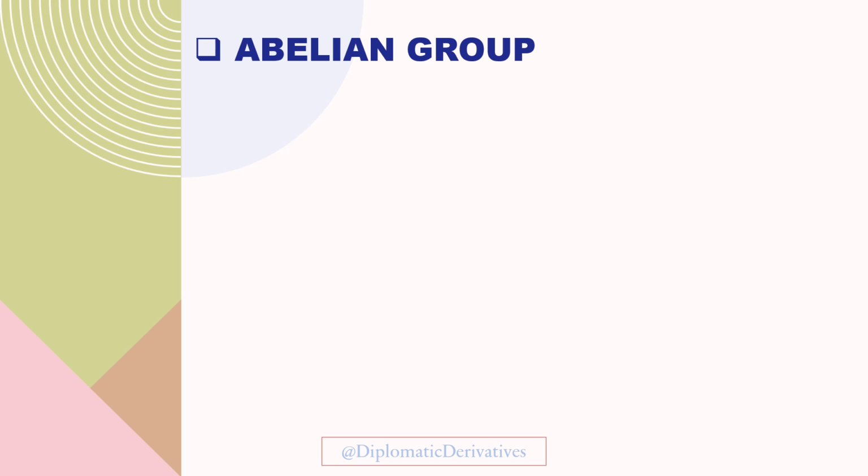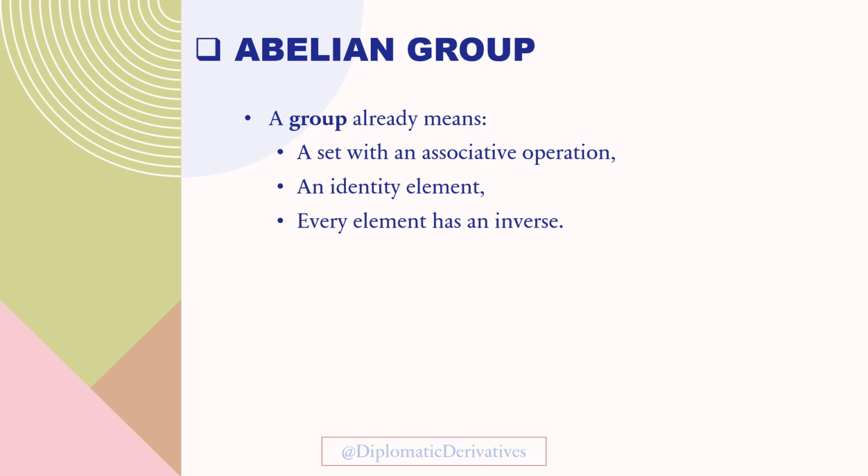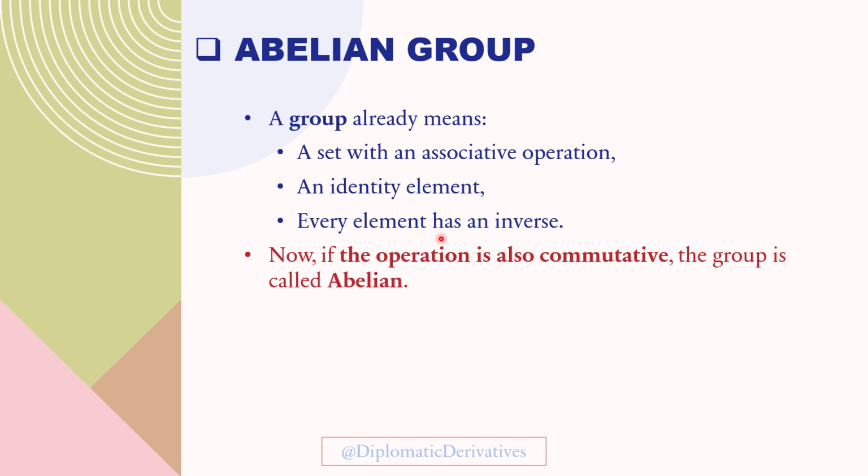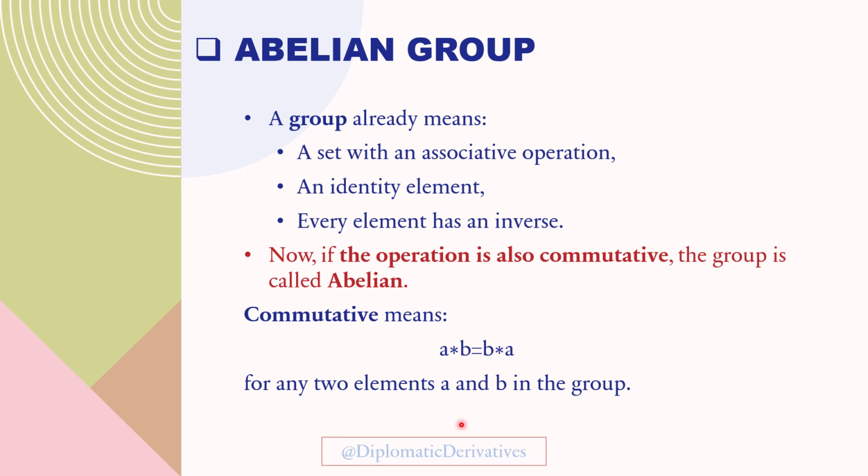Next we have an important concept which will be used in future videos as well: the abelian group. We know that a group already has an associative operation, so it's a semigroup, it has an identity element, so it's a monoid, and also every element has an inverse. Now if the operation is also commutative, meaning that A operation B is equal to B operation A, then after proving the 4 axioms, we come to the 5th axiom: A operation B equals B operation A. If this is true, the group is commutative, and that commutative group is known as an abelian group.